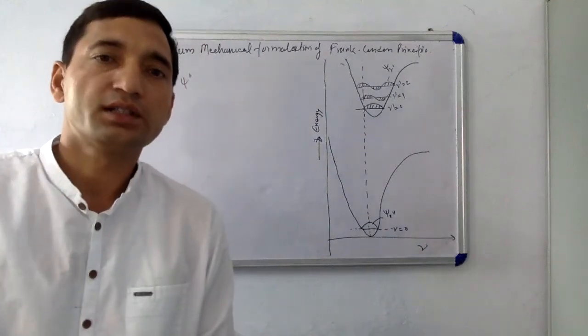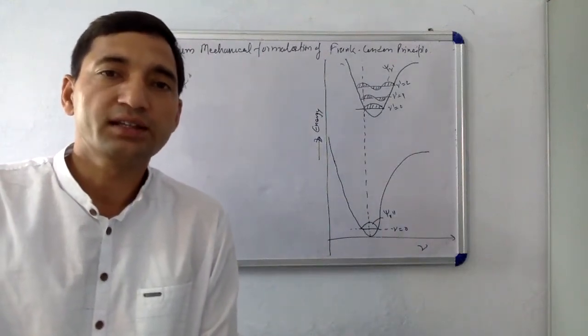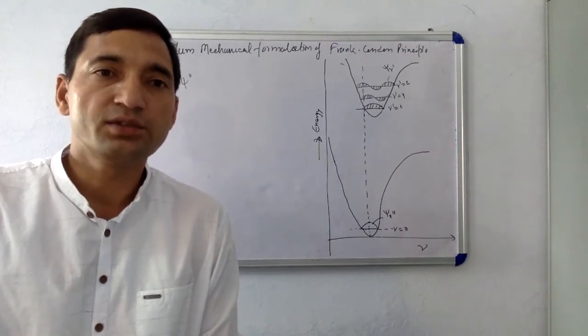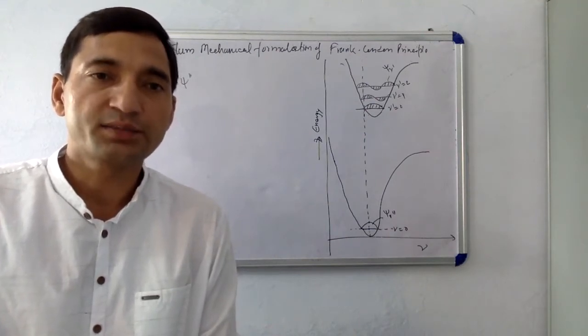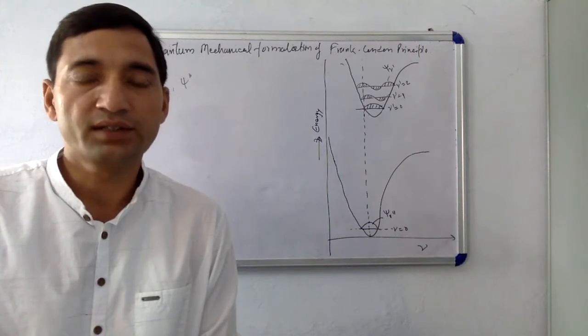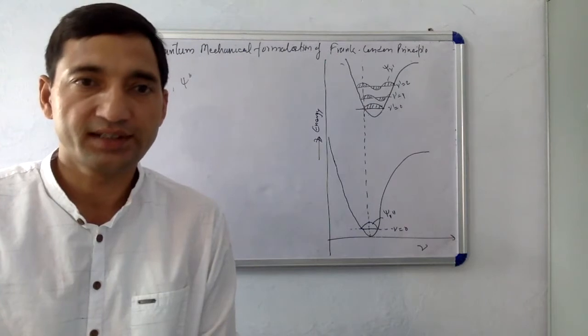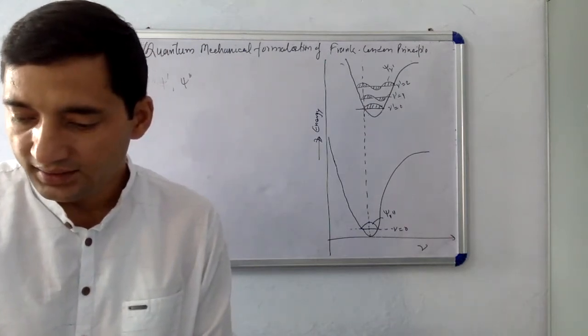Hello to everyone. Today I'll be discussing the quantum mechanical formulation of the Franck-Condon principle. If there is a transition between two electronic states, corresponding to them we have wave functions psi double prime and psi prime for the ground state and the excited state.